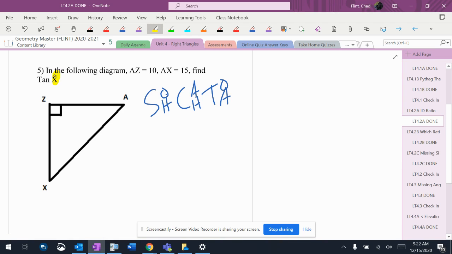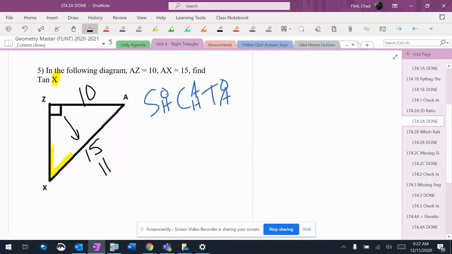So it wants to know tangent of x. I've got angle x over here. It gives me AZ is 10. It gives me AX is 15. It doesn't tell me that other side. All right, so again, maybe it's going to be a problem, maybe not.